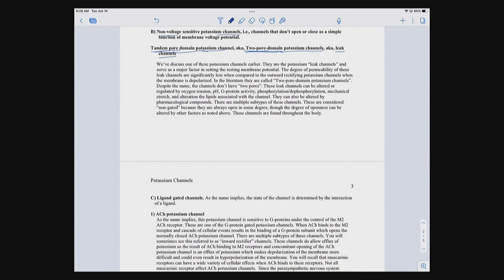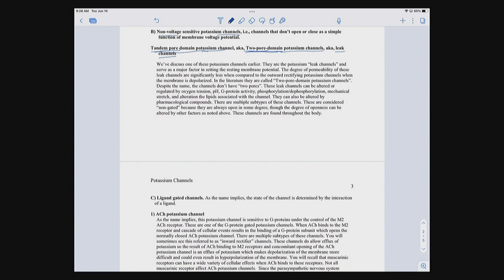Another thing we want to be aware of is that there are different types, different varieties or subtypes of these leak channels, so they're not all the same. But the other thing we want to be aware of is that these channels are not static. They're non-gated. In other words, they don't have a gate. To have a gate means you can close and open. So these are non-gated channels, so they're always open to some degree. But the degree of openness, the degree of permeability, or the degree of conductance through these leak channels can vary.